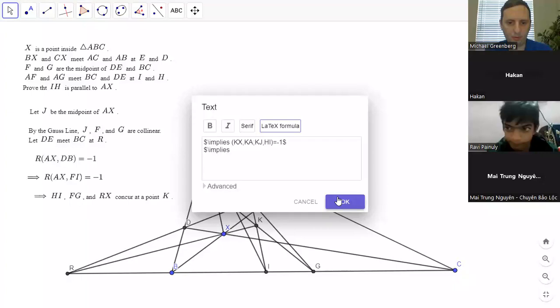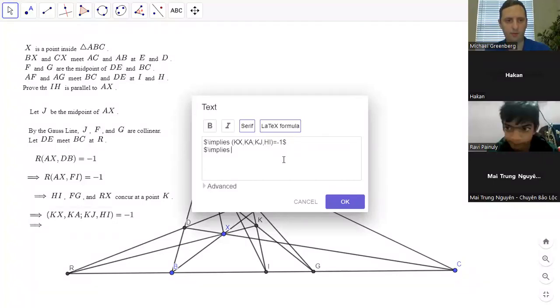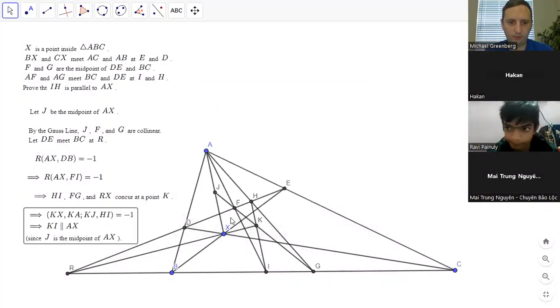So this implies that KI is parallel to AX, since J is the midpoint of AX. Right. Let's go back to the one problem that we didn't solve, and then we will finish.